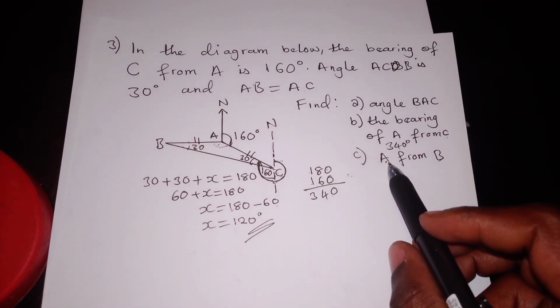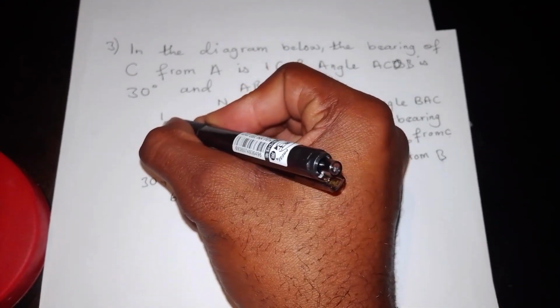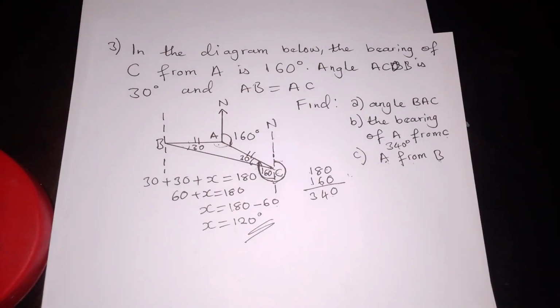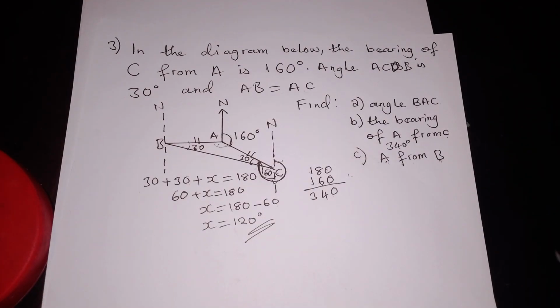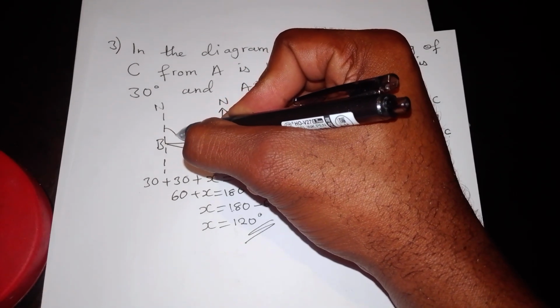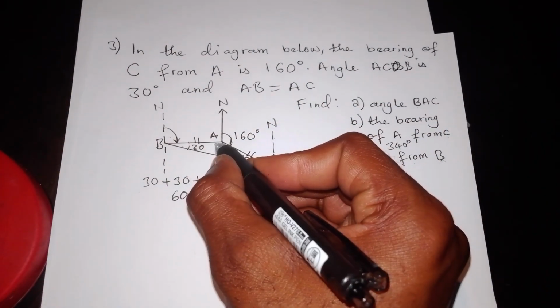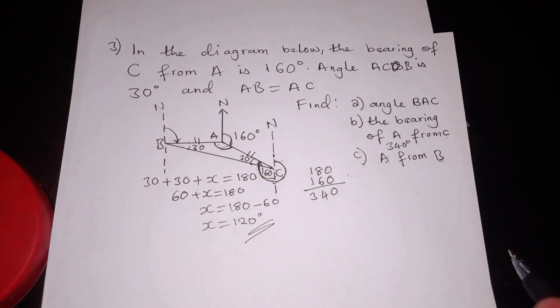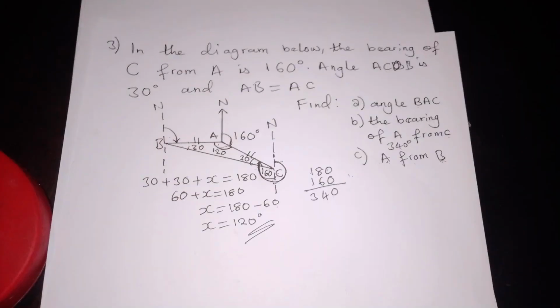To find the bearing of A from B, just go to B, this is your B, and then you can draw a vertical line like this, parallel to the north. You can call it another north. And then to find the bearing of A from B, just draw an arc from this line here all the way to that point there. Now to find this angle, you know that this one here, what did we find? Okay, we found 120.